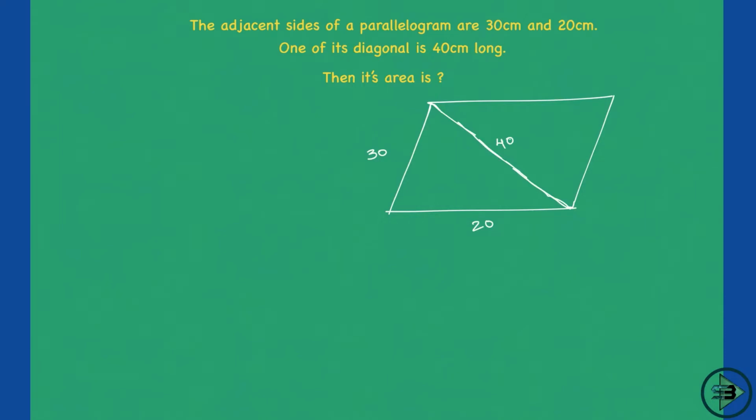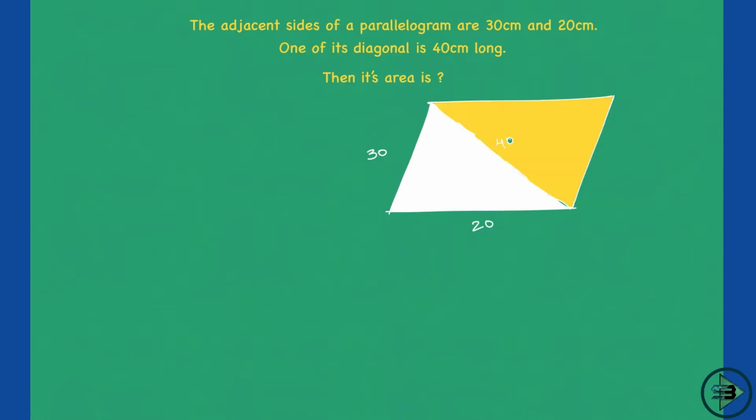Then find its area. Now see, this diagonal always divides the parallelogram into two equal triangles. What is the meaning of this? If I draw this, this white triangle will have the area equal to this yellow triangle. Both areas will be equal. That is what you should know. That is a property of a parallelogram.